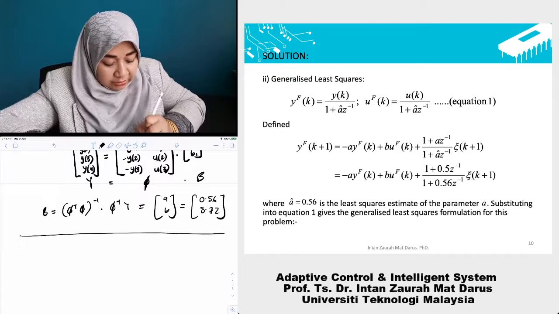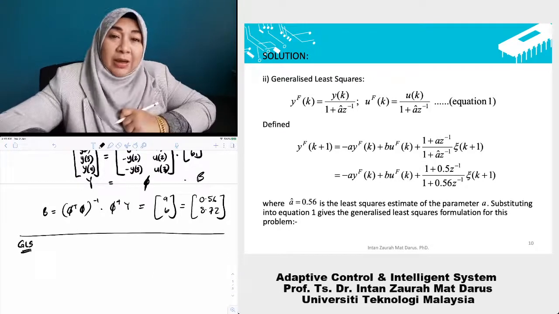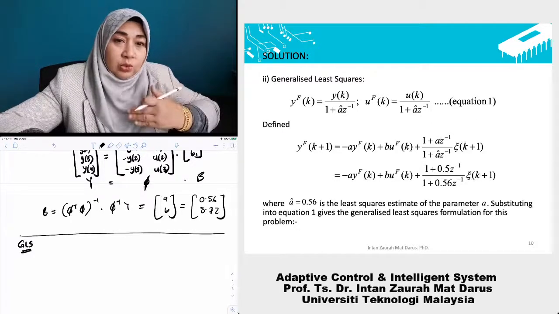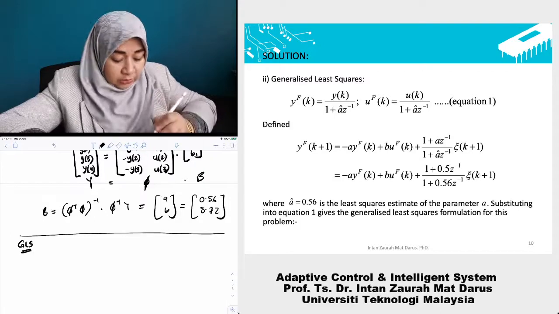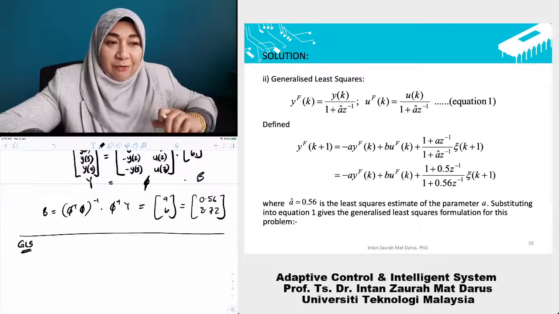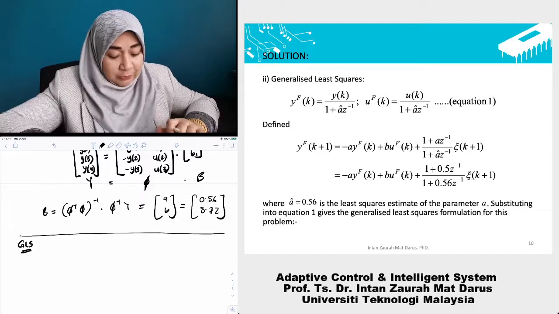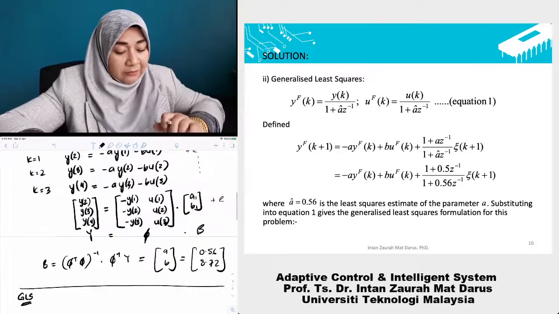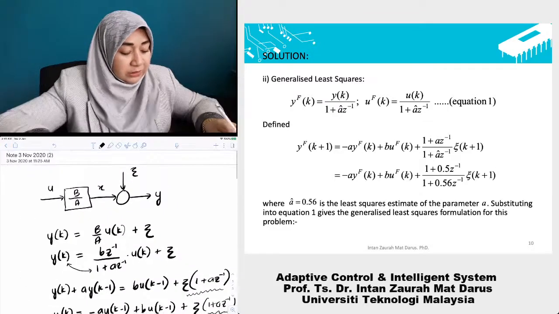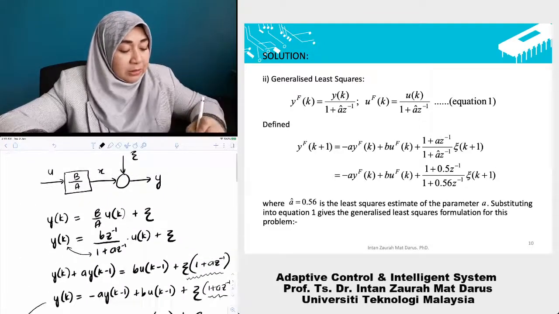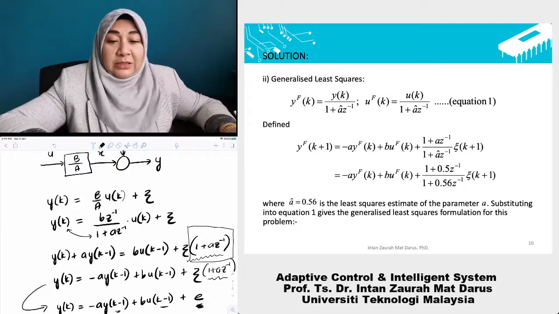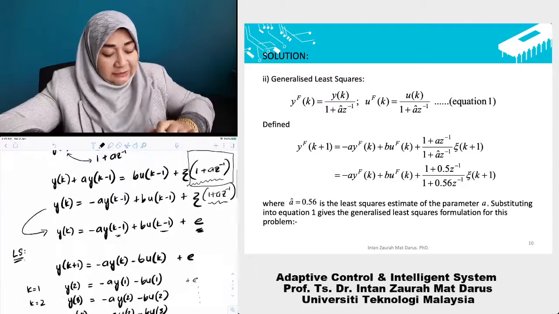Now I'm going to do generalized least squares utilizing the parameters that we estimated. Mind you, when you want to do generalized least squares, you have to do least squares first, because you need the estimated parameters for forming your filter. So what is it that you want to filter? If you look at the system, what you want to filter is this part, that is what you want to filter out: 1 plus a z^-1. So let's design a filter.